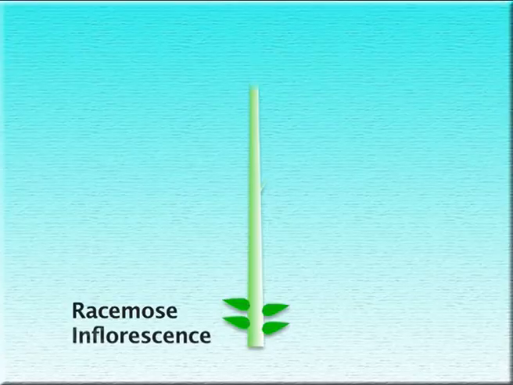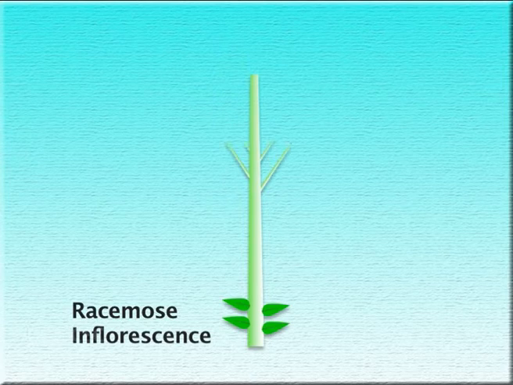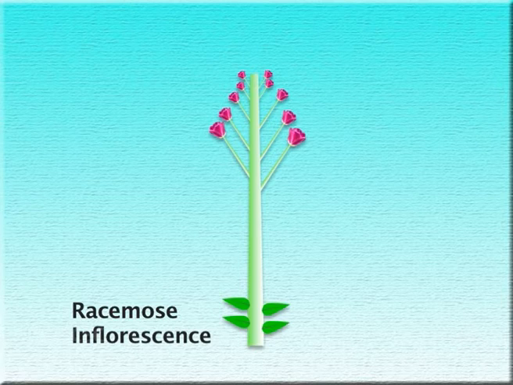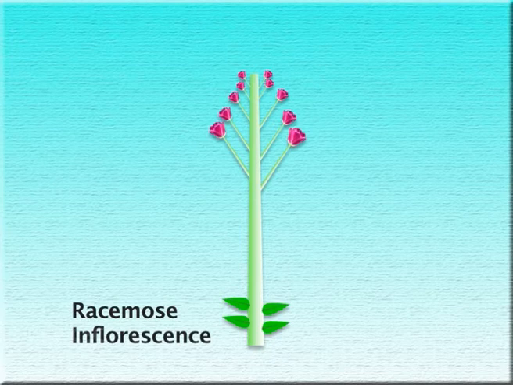First of all, we will discuss the racemose inflorescence. This type of inflorescence is also termed as indeterminate. In this type of inflorescence, peduncle or the main axis continues to grow indefinitely and does not terminate into a flower. As a result of this, a large number of flowers are produced in an acropetal succession, that is from base to apex, with the oldest flower at the base and the youngest towards the growing tip.